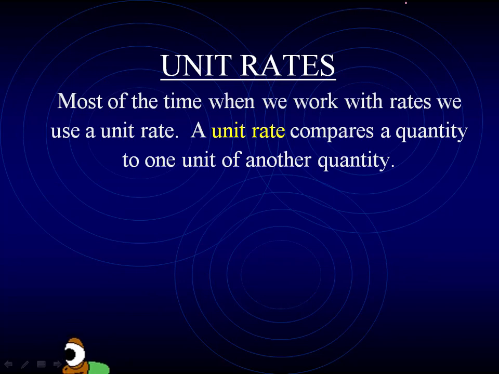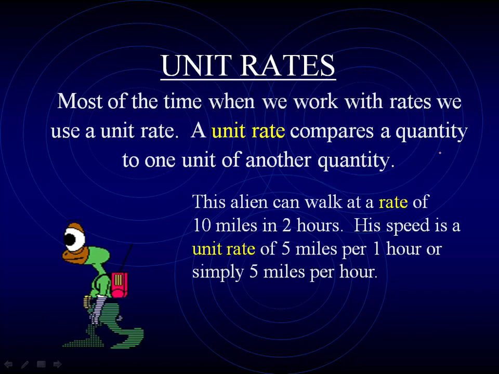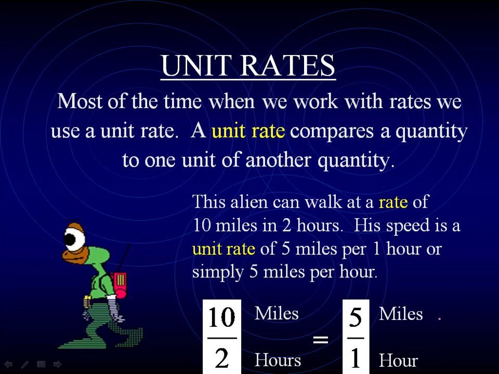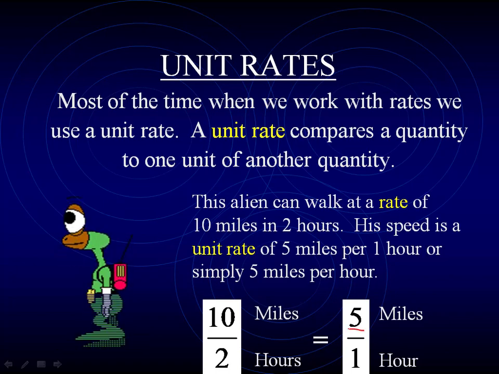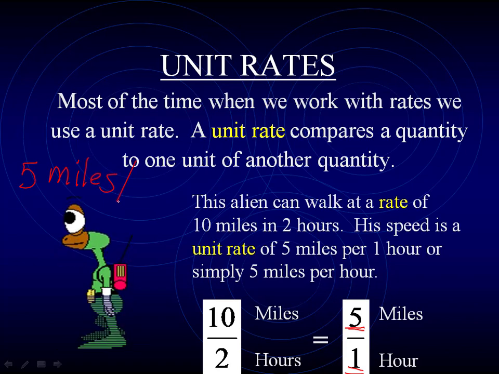Okay, most of the time when we work with rates, we use a unit rate. Let's see these aliens, whose rate is 10 over 2. So we divide both sides by 2, we get 5 over 1. So we say that it is 5 miles per hour. We can write it like that, 5 miles per, this dash means per, hour.